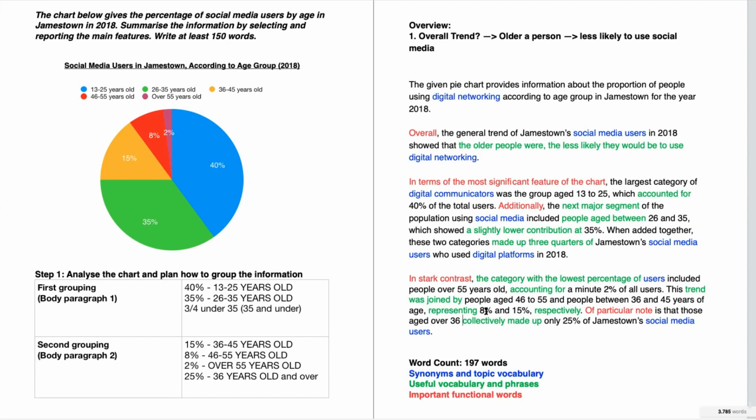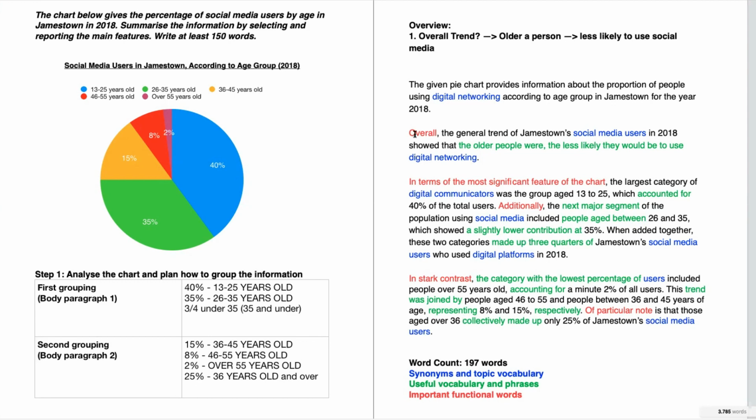So 8% goes to 46 to 55, and 15% goes with 36 and 45 years old. So these two percentages match up with our ages respectively. This really joins it in very nicely. And then collectively made up, again, using this phrasal verb, I'm talking about how all of these three segments altogether collectively made up 25%. Now, our important functional words really help our essay sing and flow together.